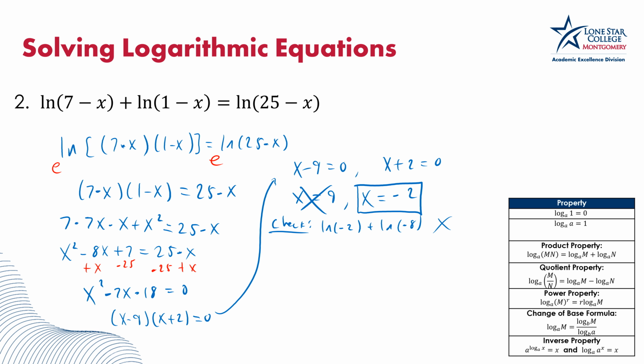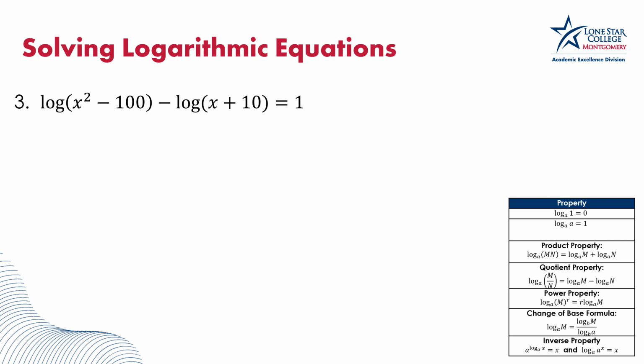And we can see that that's okay, because if we plug negative 2 into x on all of our logs here, we'll have a positive number, which is fine. So the only solution to this equation is x equals negative 2.